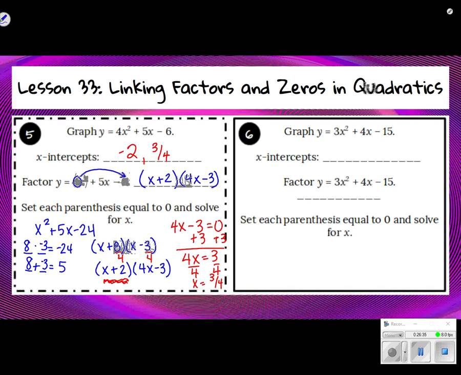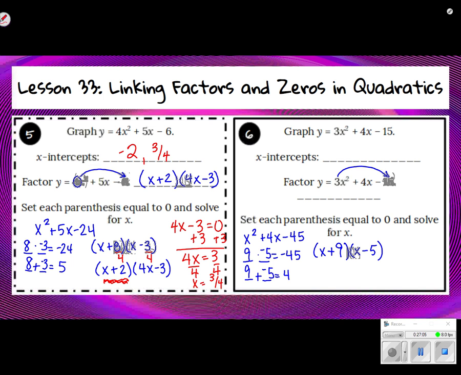All right, let's look at number 6. So we're going to slide that 3 to the end. So it looks like I have x squared plus 4x minus 45. I'm going to find two numbers that multiply to give me -45 and add to give me 4. And I think that's going to be 9 and -5. And so then I'm going to have x plus 9, x minus 5.